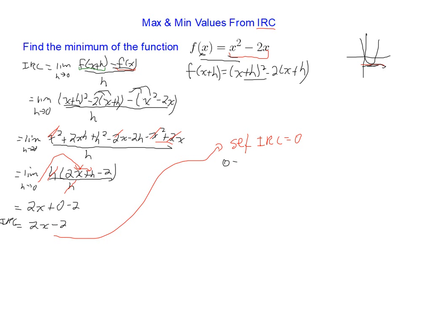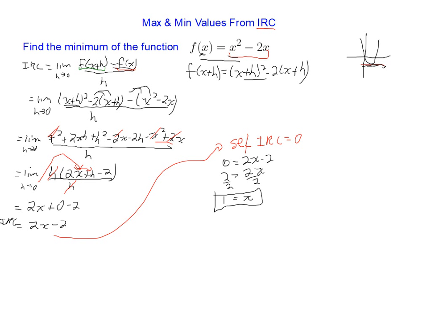We get 0 equals 2x minus 2. Solve for x by adding 2 to both sides, and then divide both sides by 2, and we get x equals 1. So this gives us the x coordinate of the vertex, or the minimum in this case.